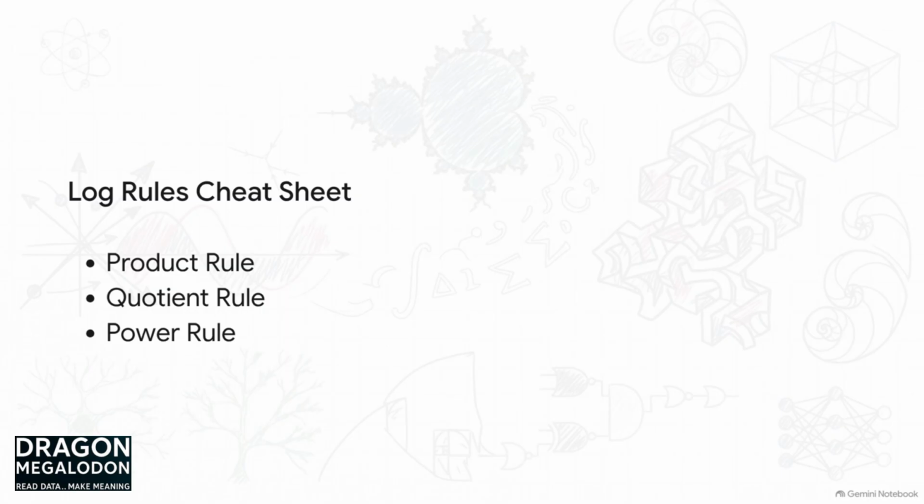But listen, the most important command in your entire arsenal is the power rule. The log of x to the power of n equals n times the log of x. This specific command is exactly what allows you to grab an exponent, rip it down from the top line, and multiply it on the main line. It's a real game changer.